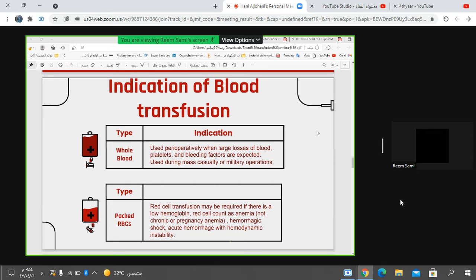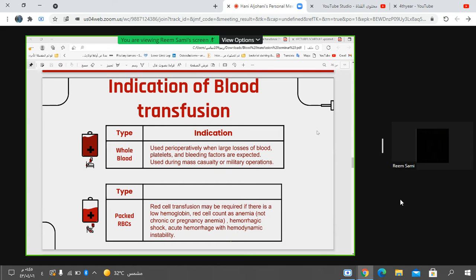As Ghaida explained to you, there are many types of blood we can transfuse to our patient. Maybe you ask yourself now, when can I use each type? So I will explain it to you. The whole blood, we can use it preoperatively when we expect there will be large loss of blood, platelets, and bleeding factors. Also, we can use it during mass casualty or in military operations.